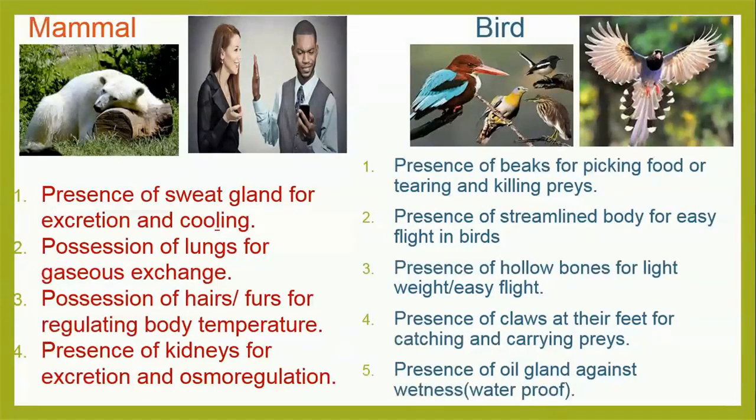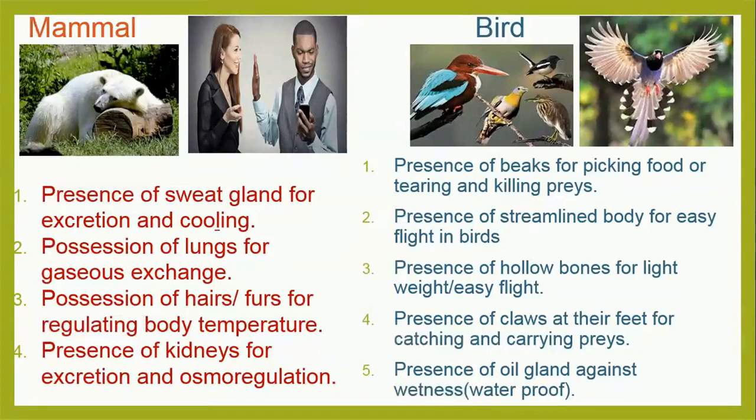Number 3 is possession of hairs or fur. This can be on all parts of the body of the organism, and sometimes can just be on parts of the body of an organism, and it's used for regulating body temperature. Now, number 4, presence of kidneys for excretion and osmoregulation. Osmoregulation is the balancing, okay, of salt and water levels in our body.